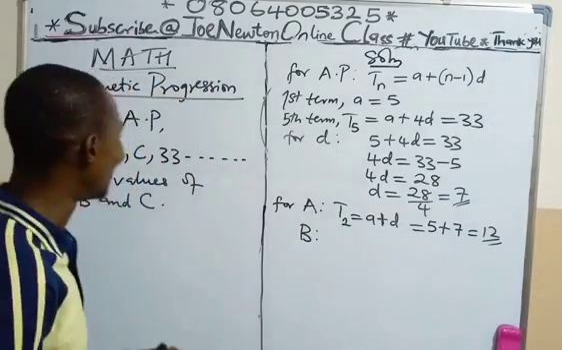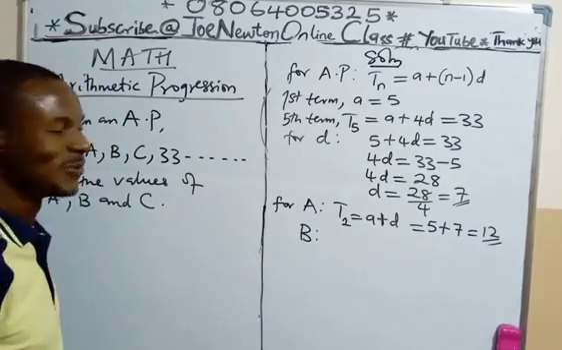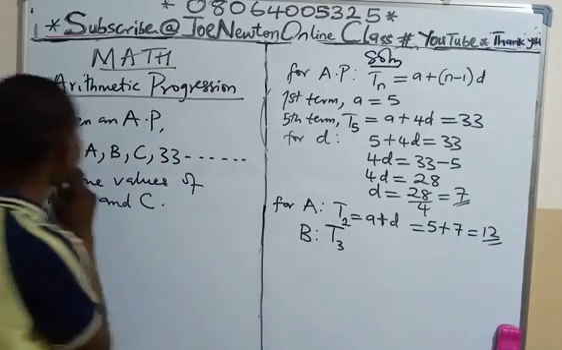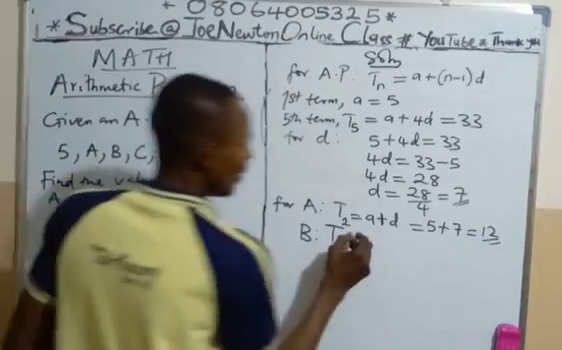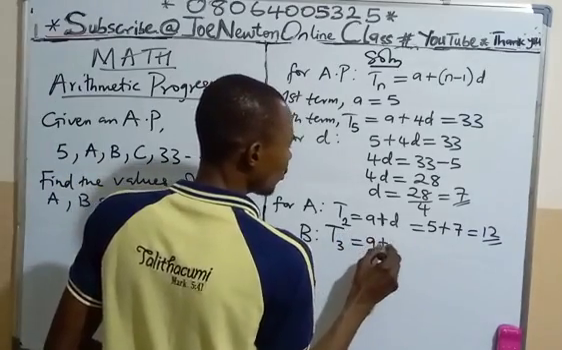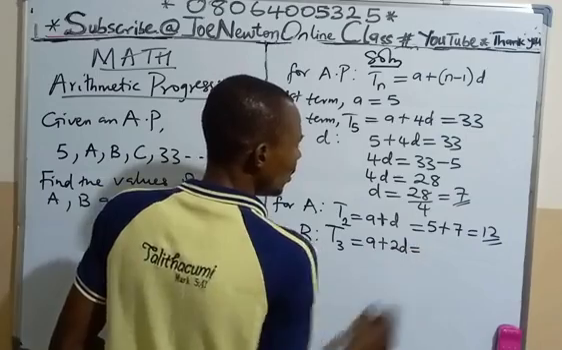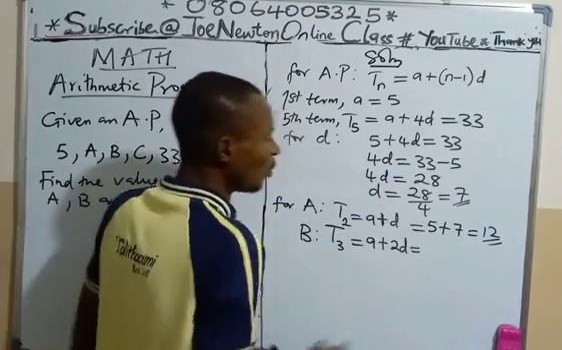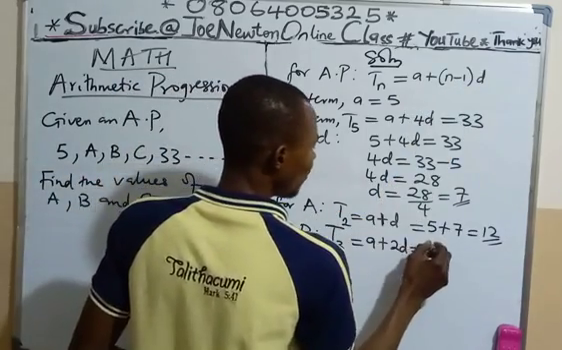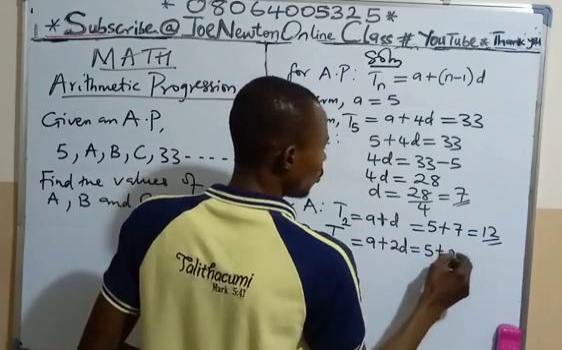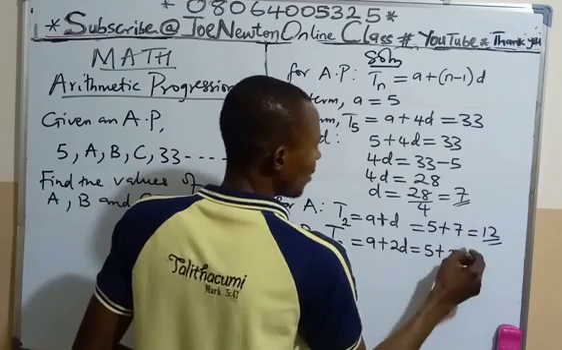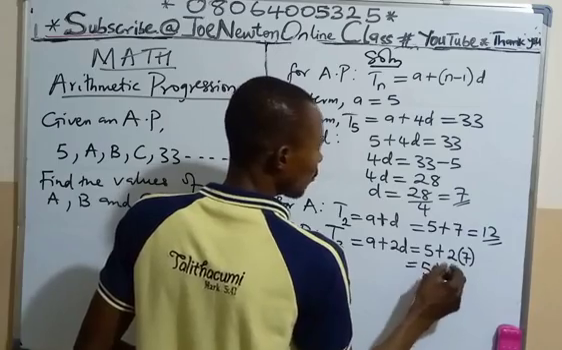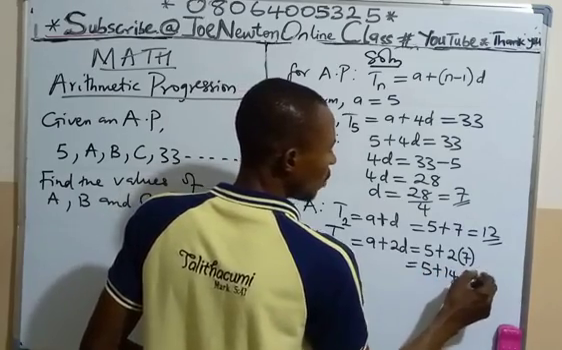Then for B, I believe by now you will guess what B would be. B is the third term, 1, 2, 3, which is equal to A plus 2D, because 3 minus 1 is 2, and 2 times D is 2D. So A plus 2D is 5 plus 2 times our D, which is 7. That gives you 5 plus 14.